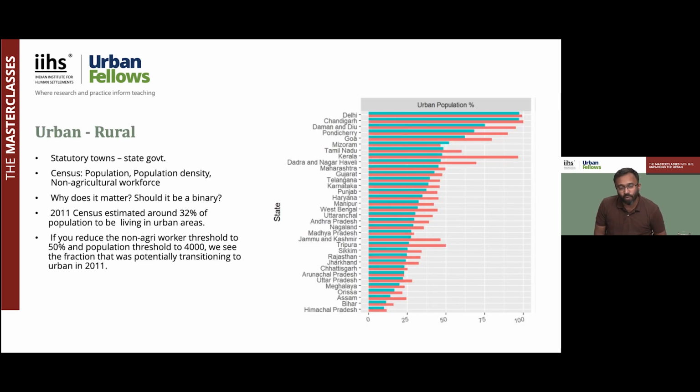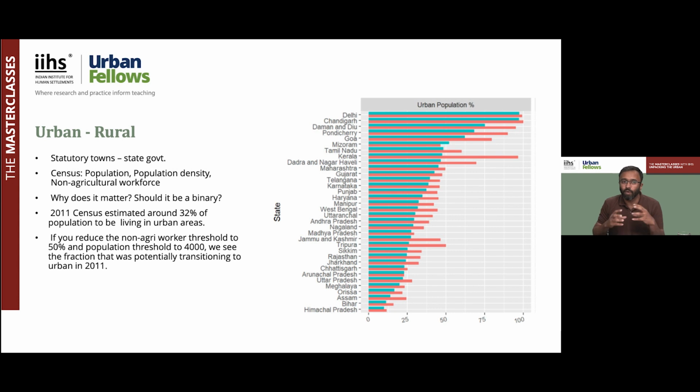So to start with, let's spend a little bit of time thinking about urban versus rural as a binary classification, right? This is a topic that has been extensively written about, and I'm guessing some of you may be familiar with it. For the others, a quick background on what this implies.